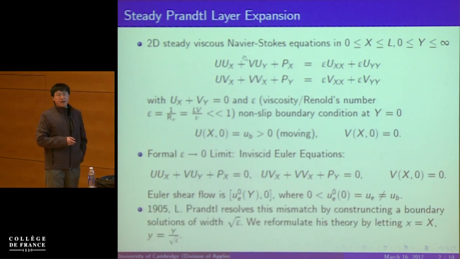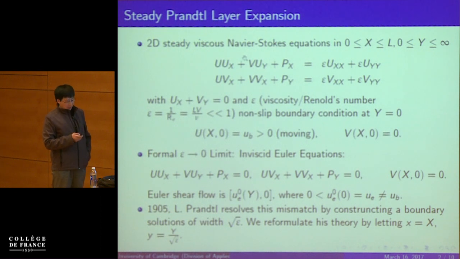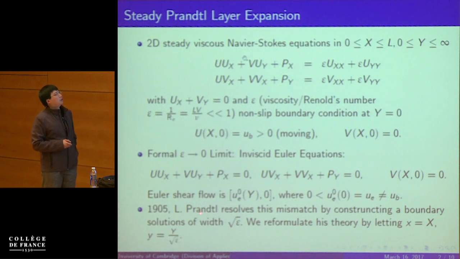So there is a mismatch. Okay, so we can see there might be some problems for the convergence when epsilon goes to 0. Indeed, how to describe this difference, how to resolve this mismatch, was considered by Prandtl in 1905.